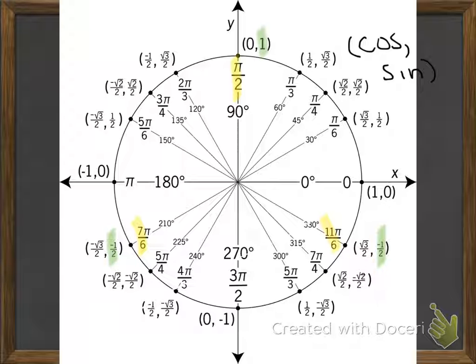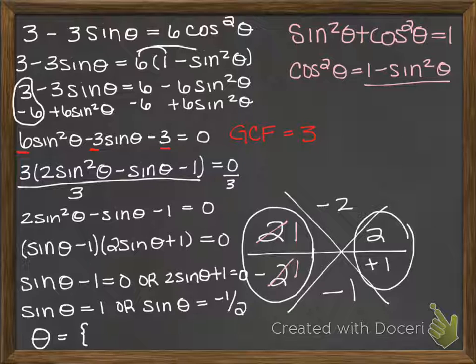So I just need to go back to my solution set and write them in. I have pi over 2, comma 7 pi over 6, comma 11 pi over 6.